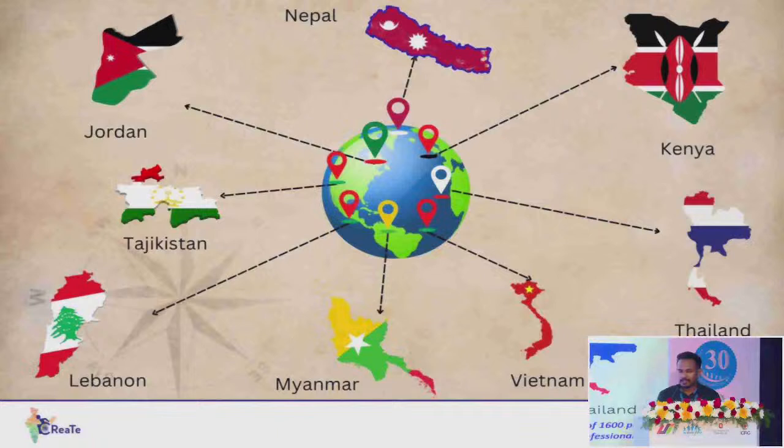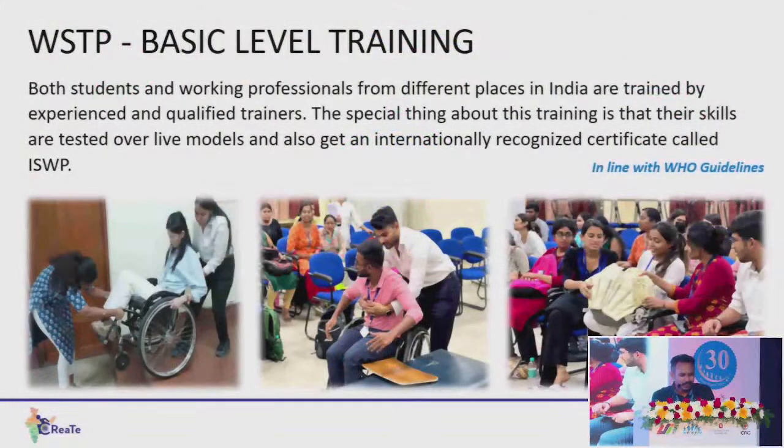So the basic level program is being trained in Nepal, Kenya, Thailand, Vietnam, and several other countries, as you see in the picture. And over a total number of 1,600 plus students and professionals were so far trained. In the WSTP basic level training, both students and working professionals from different places in India are trained by experienced and qualified trainers. The special thing about this training is that their skills are tested over live models and they also get an internationally recognized certificate called ISWP.